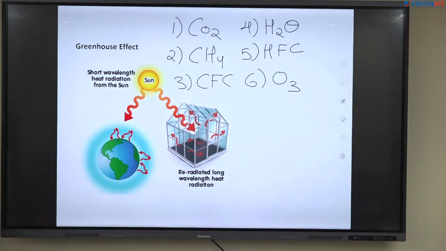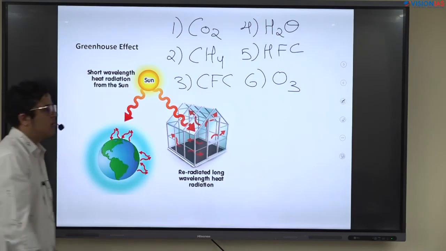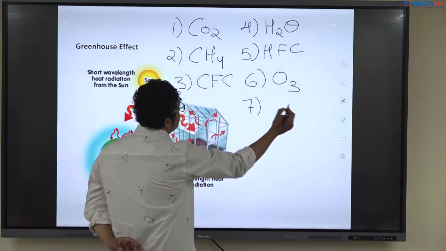Nah, they are not gases. Debris are not gases. SO2 is not a greenhouse gas. I'll write it down.